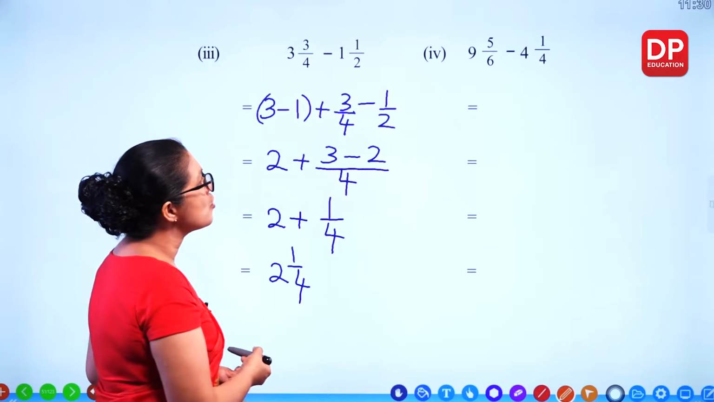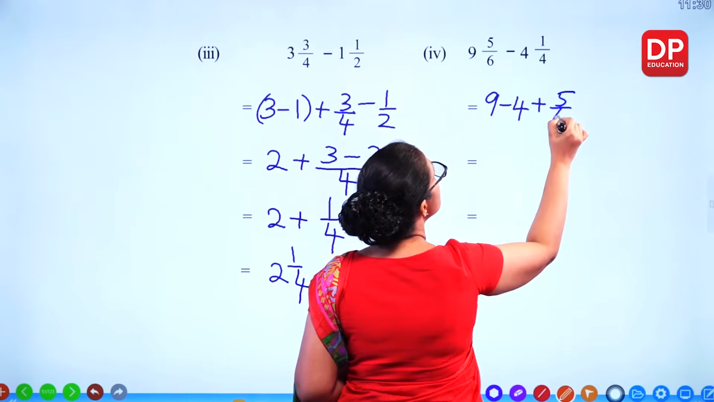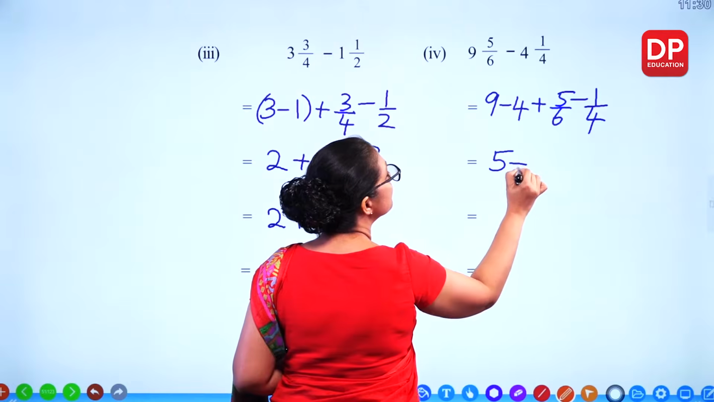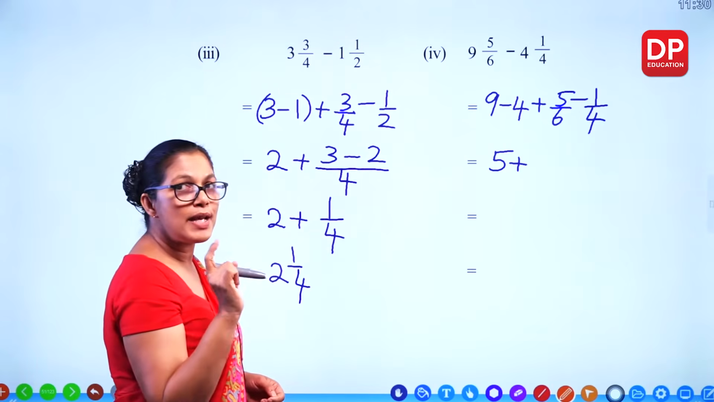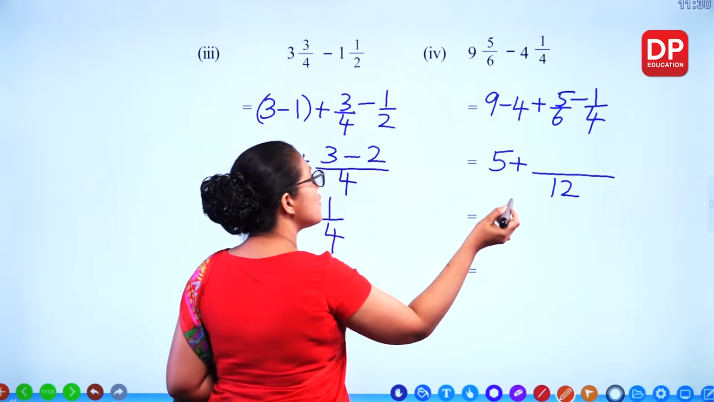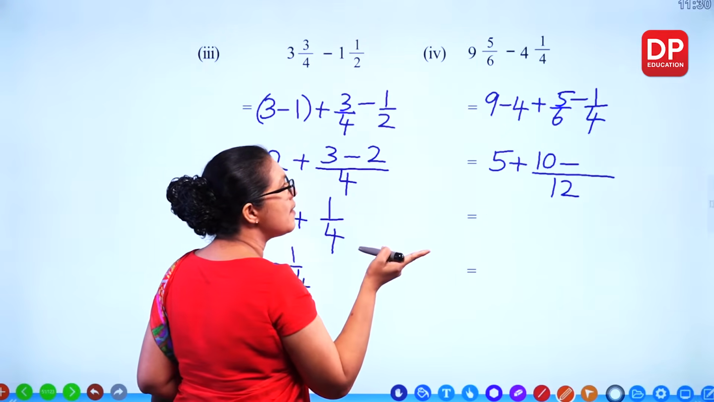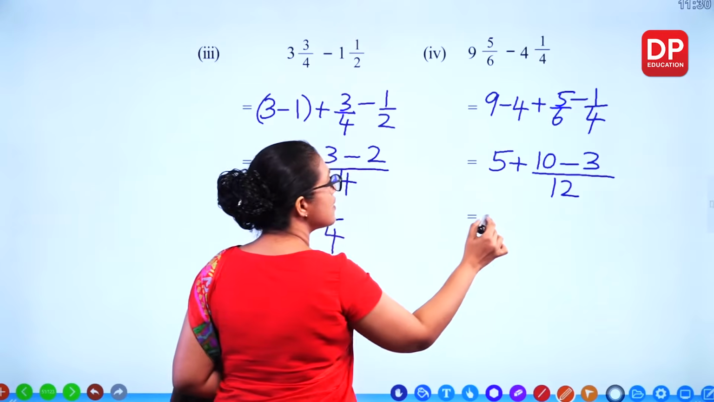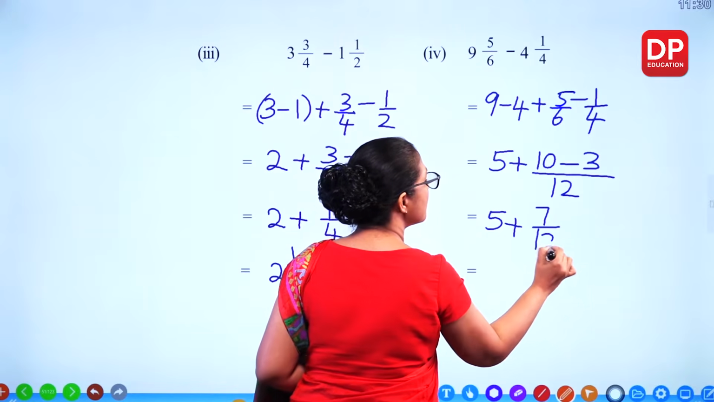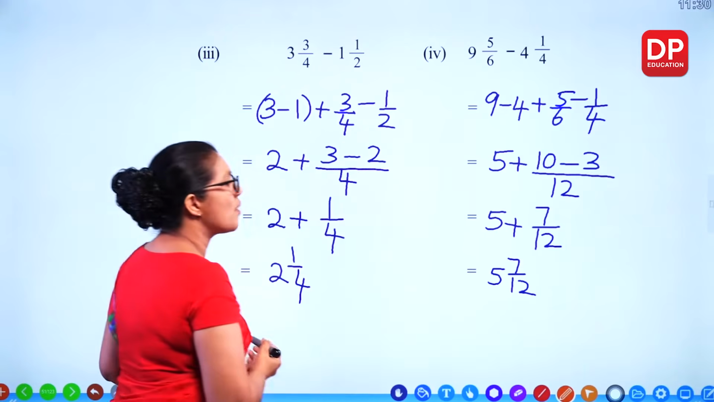This one again, subtraction. Whole numbers separately and the fractions separately. 9 minus 4, that's 5. 6 and 4, what's the common denominator? 12. 6 times 2, 12. So 2 times 5, 10. Here, what's the equivalent fraction? 4 times 3, 12. 3 times 1, 3. So 5. 10 minus 3, you get 7. So you get 5 and 7 over 12.